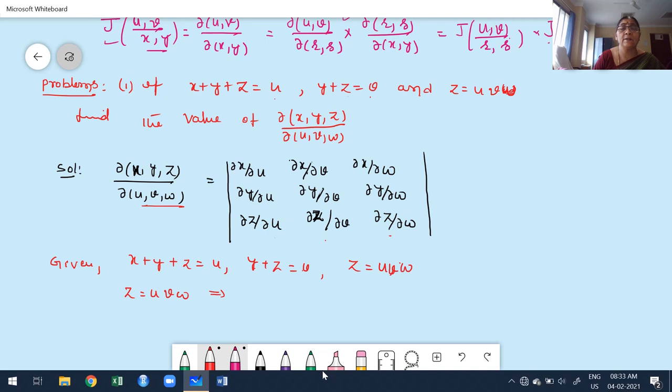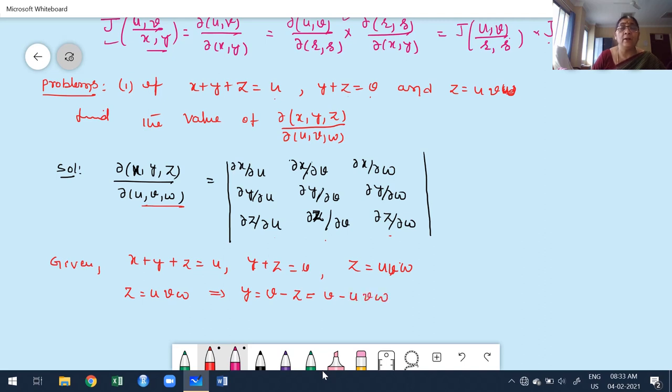How to express what is my y? From the second equation, y plus z is equal to v, what we get actually is v minus z. Why am I going to express it like that? Because we already know z in terms of u, v, w. I try to express y also in terms of u, v, w. Therefore, what is my y? It is v minus uvw.